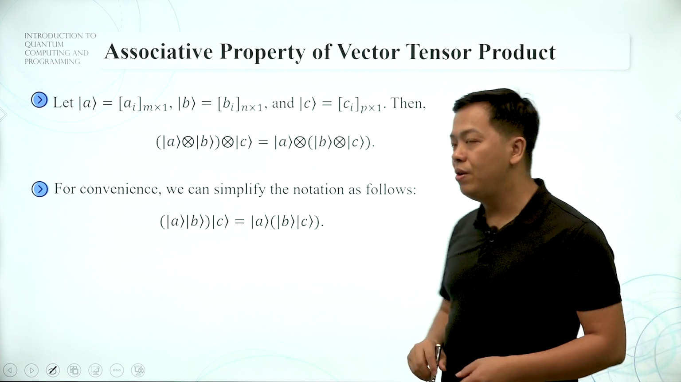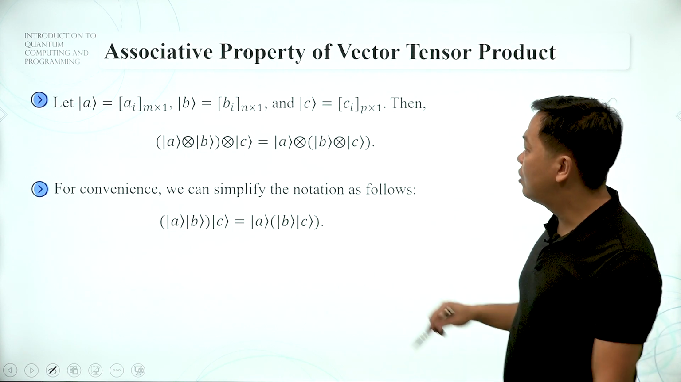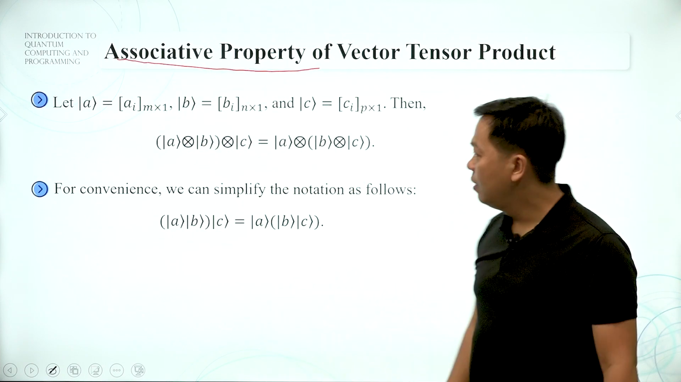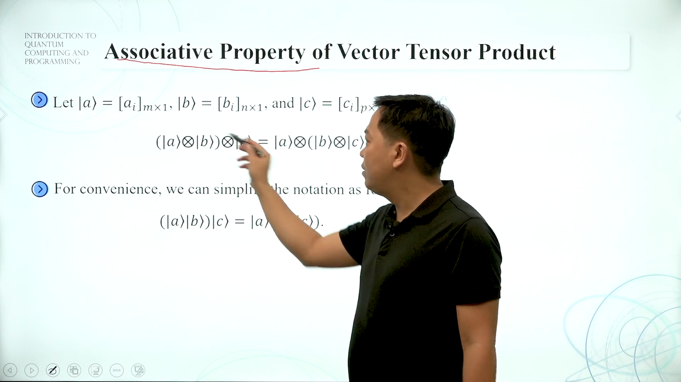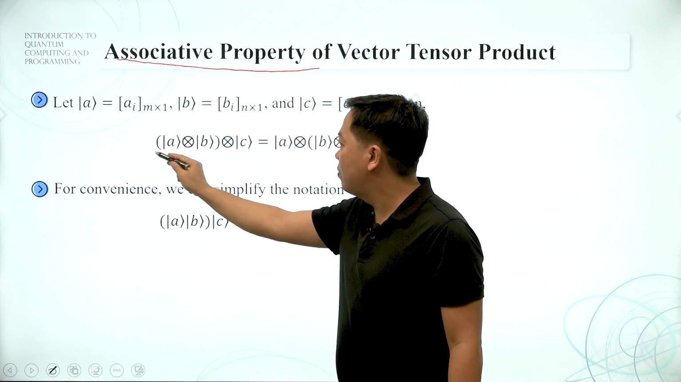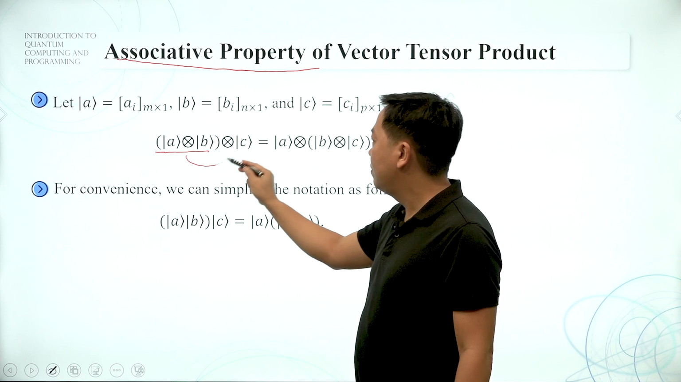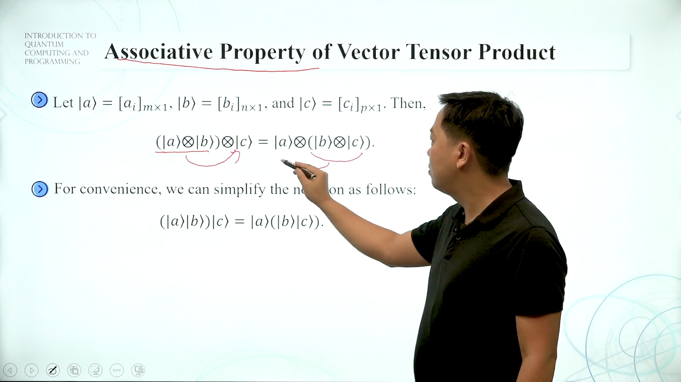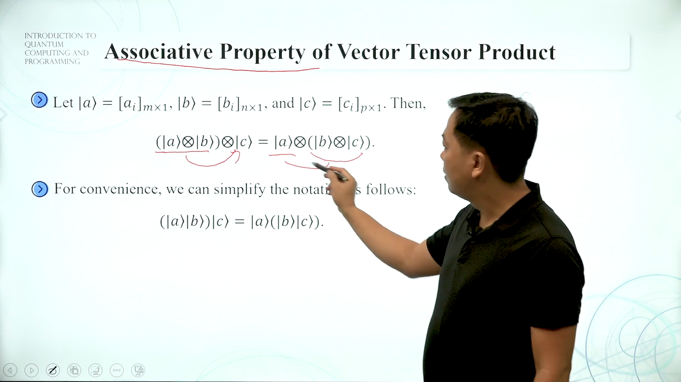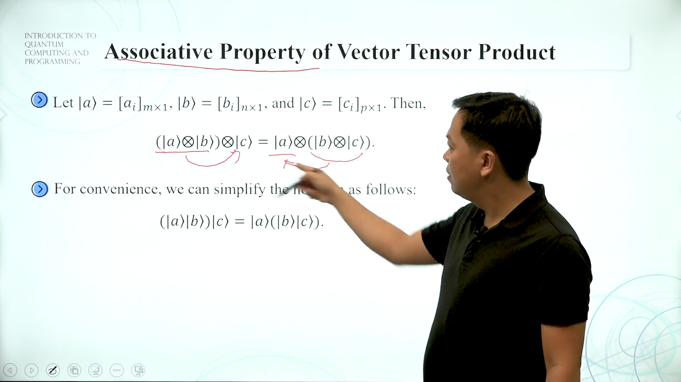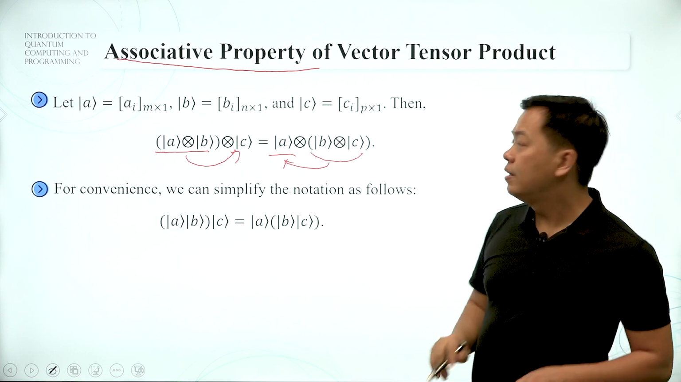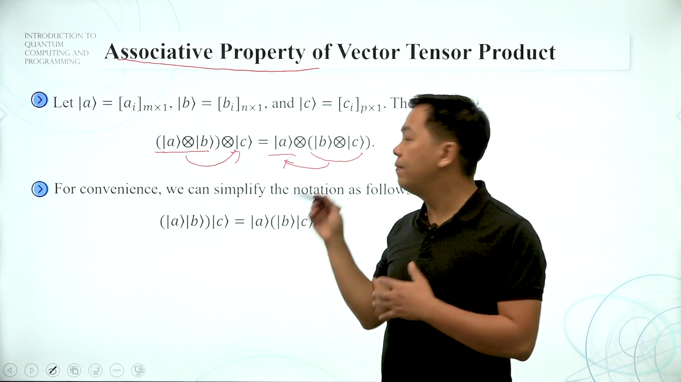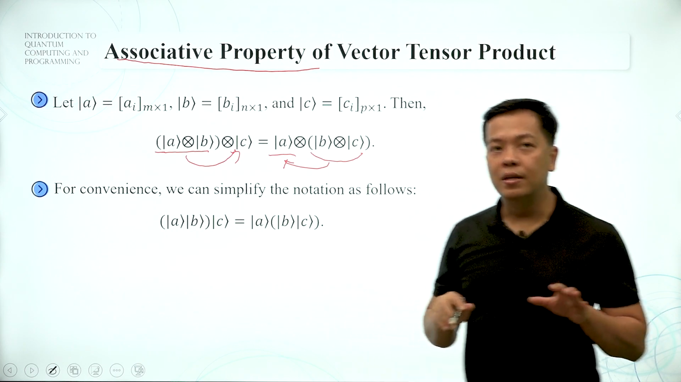And similarly, this one is multiply 3 vector. Actually, it's called the associative property. That means when you multiply 3 vector, if you see this one, multiply this one and this one, it's equal to multiply this one and this one. Yeah. If you see, similar, okay? That is called associative property.